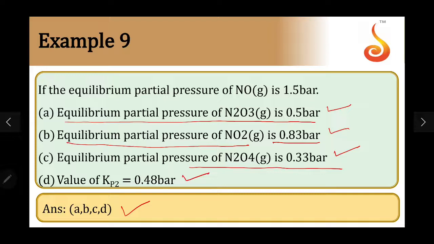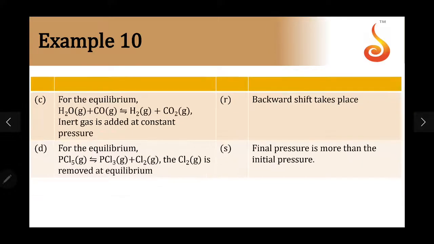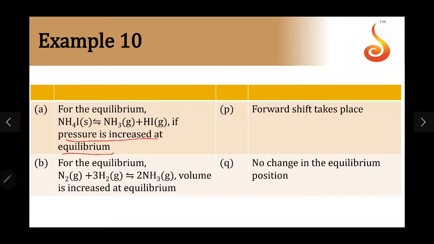So we'll go to the next question. So for the reaction NH4I solid giving NH3 gas HI gas. So it's heterogeneous equilibrium, solid is giving gaseous product. If pressure is increased at equilibrium, then automatically the partial pressures has to decrease. So the reaction goes in the backward direction. So we have forward reaction takes place, no change in equilibrium position. We go to the next slide. So backward reaction takes place. So I can map A to R.